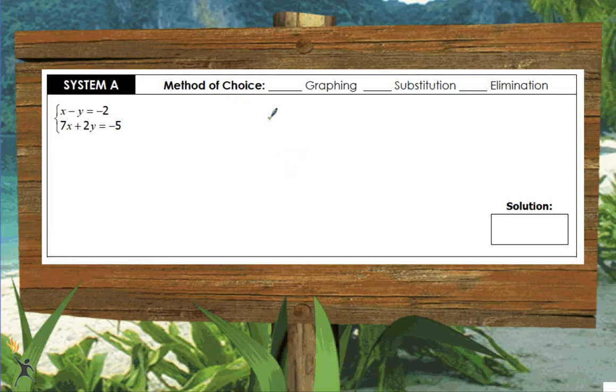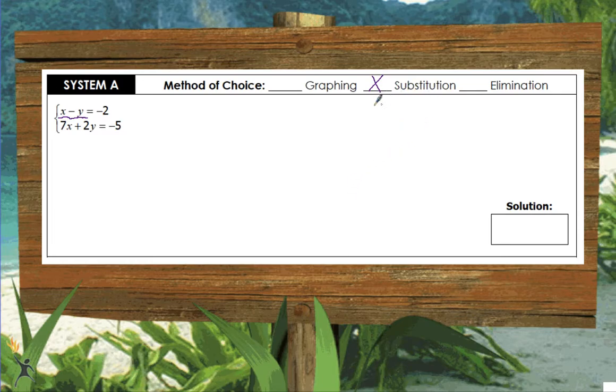If you take a look at each one, we can only use each method once. So we can either graph, substitute, or eliminate. In this case, we've got two equations, but one is already solved for x or y, that has a coefficient of 1. That's going to lead me to think that substitution is the best method. We'll talk more about why we choose this in a minute.